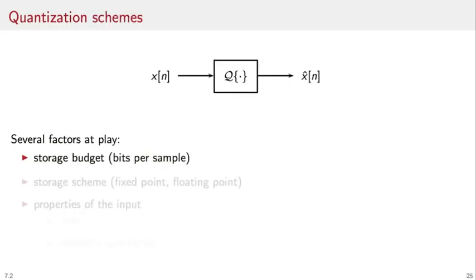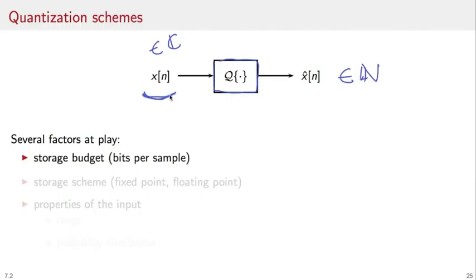If we are to represent the situation graphically, we have a sequence of discrete time samples here that belong, say, to the set of complex numbers. These samples go through a quantizer, and the sequence of quantized samples comes out, where each quantized sample now belongs to the set of integers.